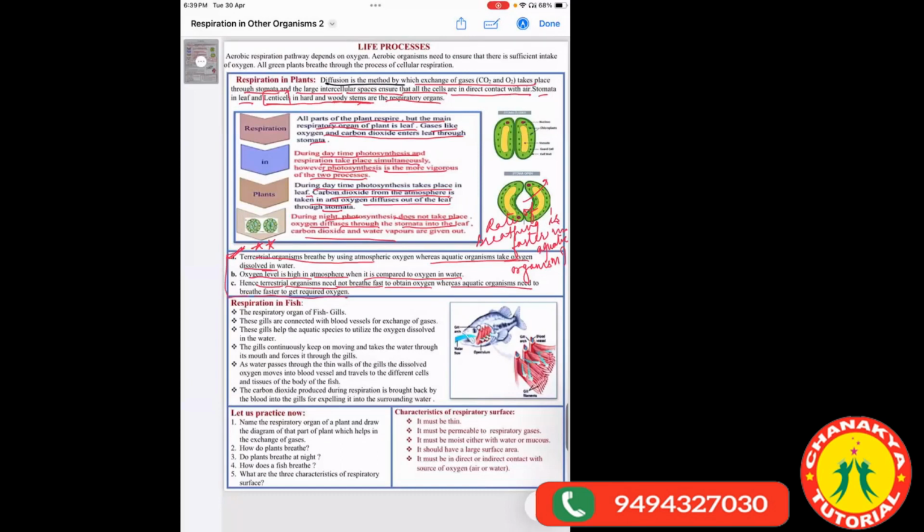The question is, rate of breathing is faster in aquatic organisms. Why? So you will be writing these 3 points. Since the aquatic organisms have to use the dissolved oxygen, that is the reason their breathing rate is faster. Am I clear, children?